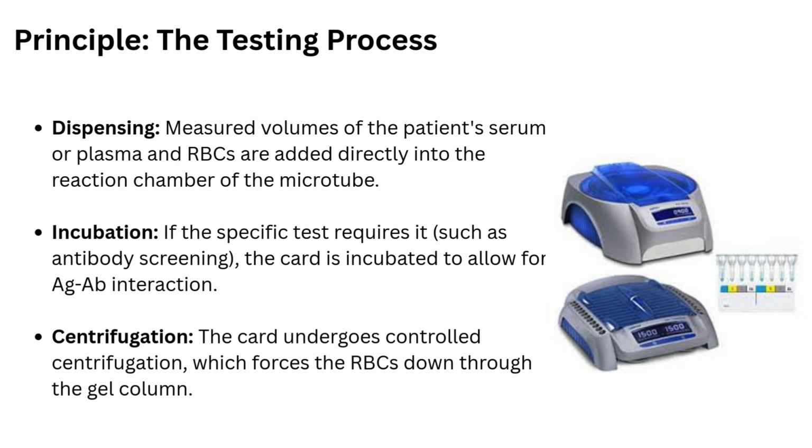So next, principles for the testing process. This slide talks about the core steps of the testing process, starting with dispensing. First, we measure precise volumes of the patient's serum or plasma or red cells, which are then added directly into the microtube's reaction chamber. Next, if the test requires it, such as with antibody screening, the card is incubated. This allows for antigen antibody interactions to occur, which is essential for the detection of specific antibodies.